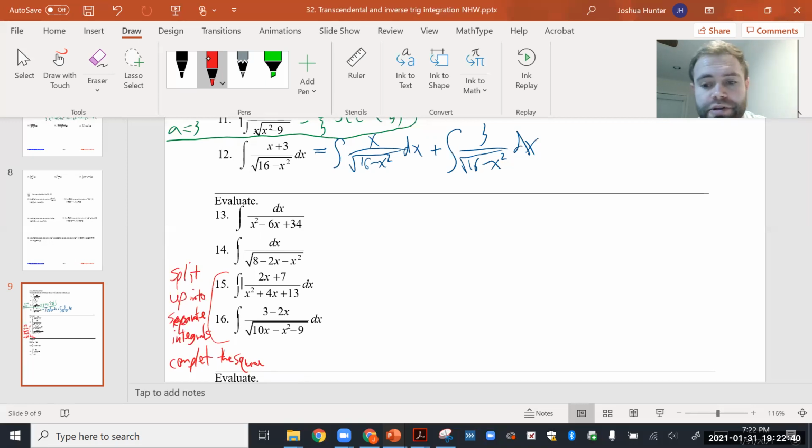Okay, well, back to 12. Let's finish 12. So on this first one, we have x over square root of 16 minus x squared, and we would do some normal u sub there, calling u 16 minus x squared, going to du negative 2x dx. Well, I got an x dx, so I'm just going to divide that by negative 2. And so that first integral will become negative 1 integral of this particular scenario that I'm talking about right now.